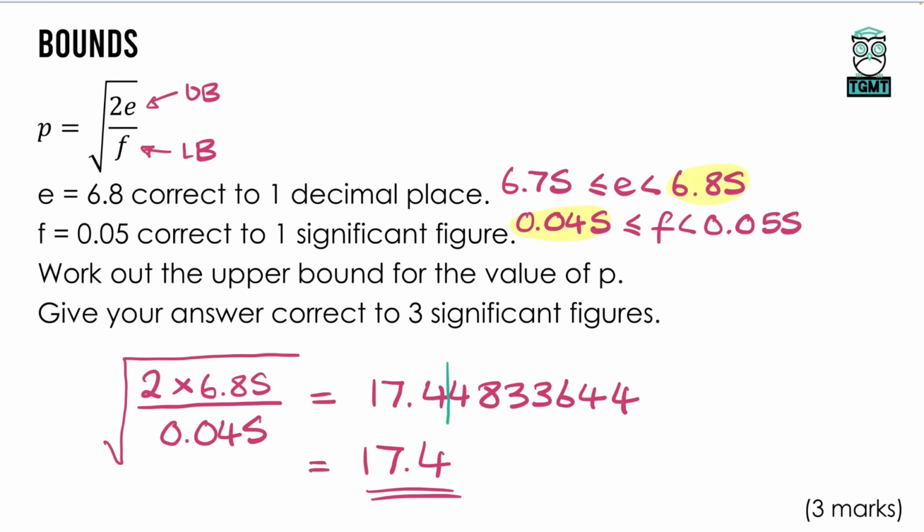Now again, if we were asked to work out the lower bound here, then you would put the lower bound of E on the top, and the upper bound of F on the bottom. If we were asked to consider bounds, then we'd actually work both of them out and see if they round the same. So just read the language very carefully in these questions. But there we go. This one just wanted us to find the upper bound.